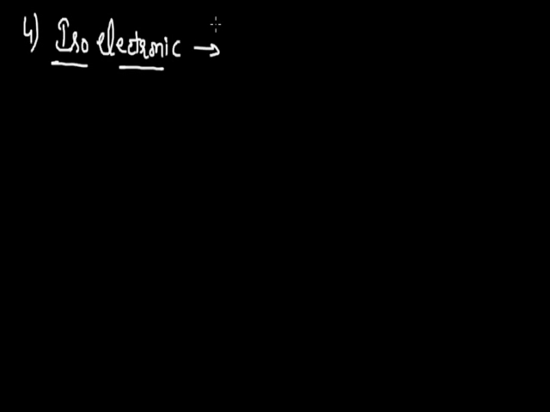Now again the name is also indicating the meaning of it. Iso refers to same and electronic refers to the number of electrons. So if there are some species with the same number of electrons, then these species can be termed as isoelectronic species. Such as, if I take the example of a neutral atom neon.